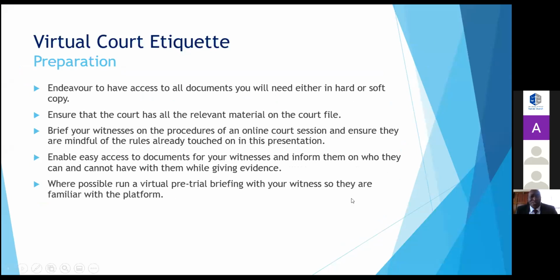Brief your witnesses on the procedures on online court session so that you ensure that they are mindful of the rules, so that as you appear in court, there will be no interruption whatsoever. Enable easy access of documents for the witnesses as well as yourself and for the other parties, so that when you come to the hearing, there will also not be interference. My colleague has mentioned sharing of documents on the screen before the date of hearing. Where possible, it is good to run a virtual pre-trial briefing with your witness so that they are familiar with the platform before the hearing. Next slide.